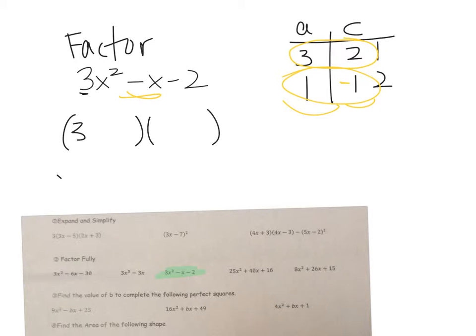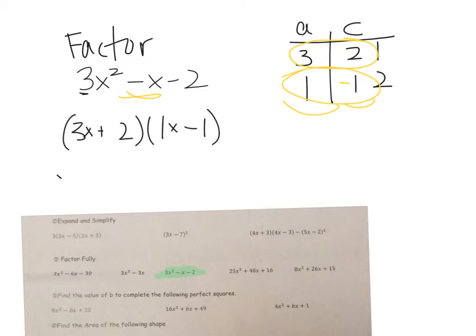Looking over here, I have a 3 and a 2 and a 1 and a -1. And of course, we don't want to forget our x's. Those are the two factors for this question. You can check your work by doing the multiplication. So 3x times x is x squared.